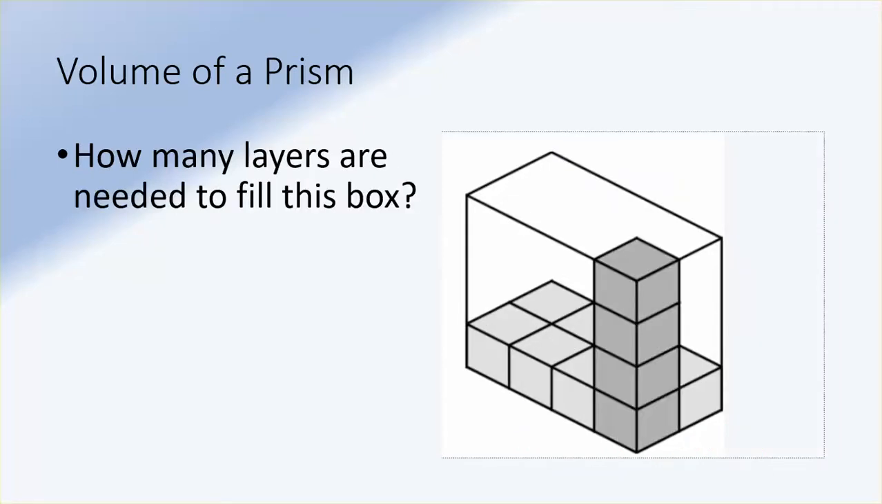Once we figured out the first layer, then we need to figure out how many total layers are needed to fill the box. So bottom layer was 1, 2, 3, 4. In this case, I need 4 layers.